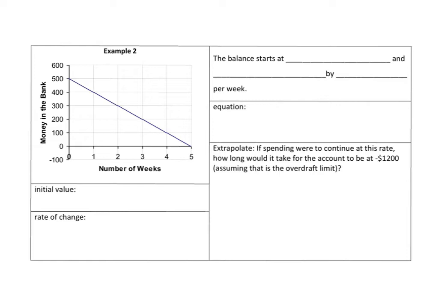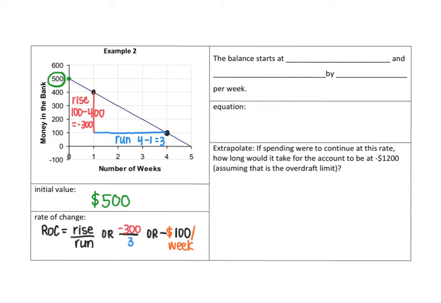In our second example, we'll look at what's happening when money is being taken out or withdrawn from the account each week. As we can see from the graph, the initial value is 500. That means that there was $500 in the bank account to begin with. We can calculate the rate of change by connecting two known points and using our rate of change formula, rise over run, to be able to find the amount of money that's being spent or withdrawn each week. From this, we can create the story. So the balance starts at $500 and decreases because it's a negative correlation on the graph. It's going down from left to right by $100 per week.